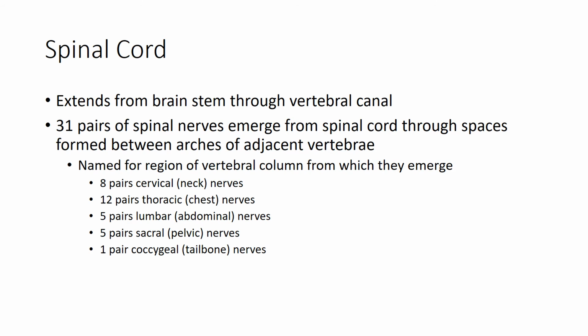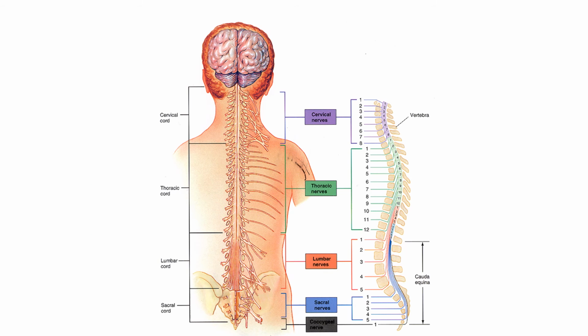So the spinal cord is going to extend from the brainstem or medulla oblongata through the vertebral canal, and so there's 31 pairs of spinal nerves through different spaces. And so we have 8 pairs of cervical neck nerves, 12 pairs of thoracic, 5 pairs of lumbar, which innervate the abdominal region, 5 pairs of sacral, which innervate the pelvic region, and then 1 pair of coccygeal nerves, the tailbone.